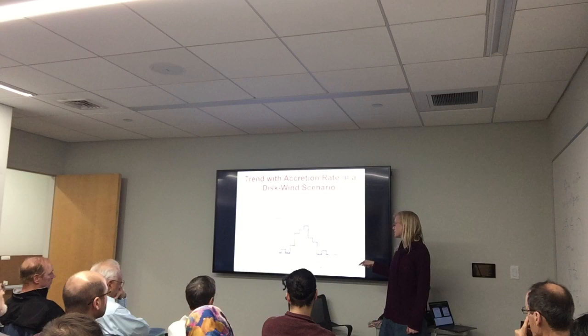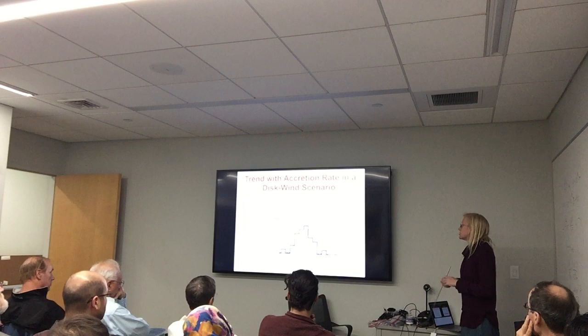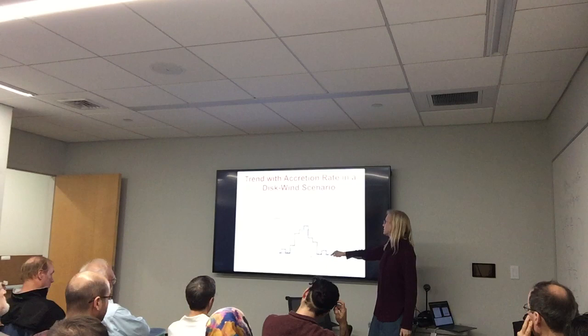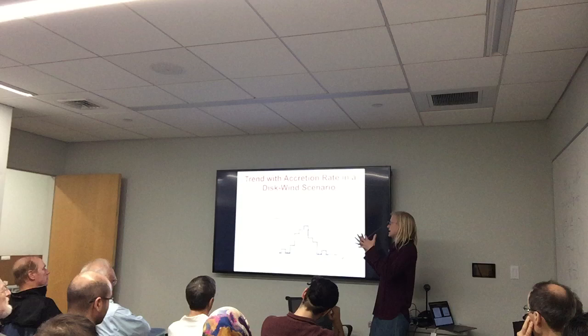This is the critical parameter in this disk wind model by Elitzur and Ho 2009, in which it's theorized that above a certain critical value, which is shown by the red line here, you have broad emission lines, and below a certain value, you lack broad emission lines. And this is because the luminosity is low, and you can no longer sustain a broad line region wind.